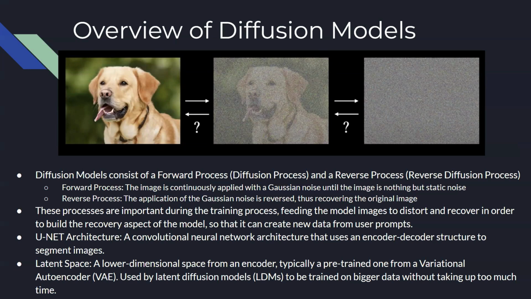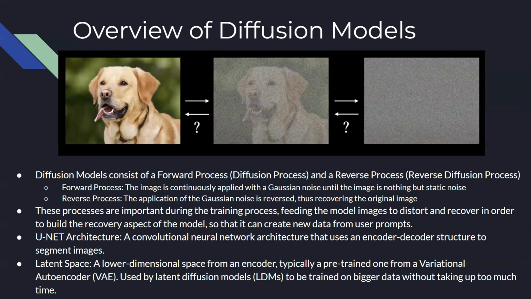Now, when it comes to the inner workings of a diffusion model, it consists of a forward process, also known as a diffusion process, and a reverse process, known as a reverse diffusion process. The forward process is when the image is continually applied with Gaussian noise until the image is nothing but static noise. And then the reverse process is taking that same Gaussian noise that we applied earlier and reversing it, thus recovering the original image.